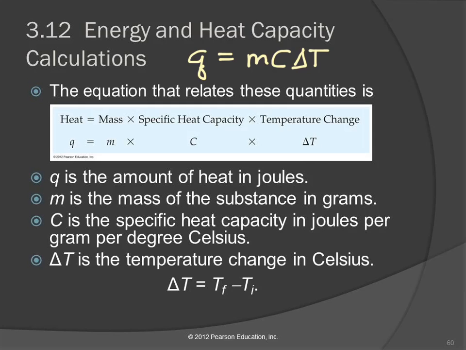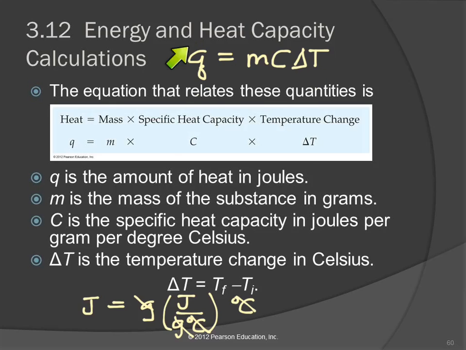And if we look at what happens with the units, see if I can squeeze it in here at the bottom. Q is in joules, M is in grams, C is in joules per gram degrees Celsius, and delta T is in degrees Celsius. The units all work out, because the Celsius would cancel the Celsius, the grams would cancel the grams, and I end up with joules equals joules. So the units work out.